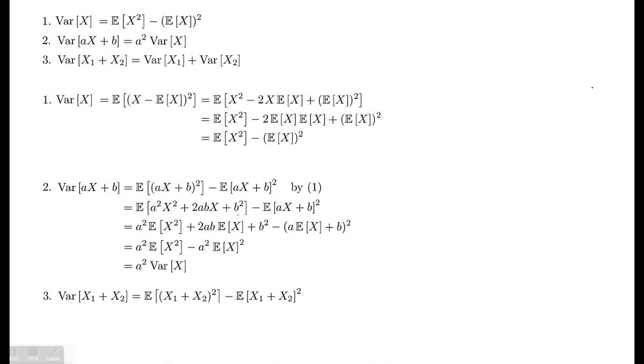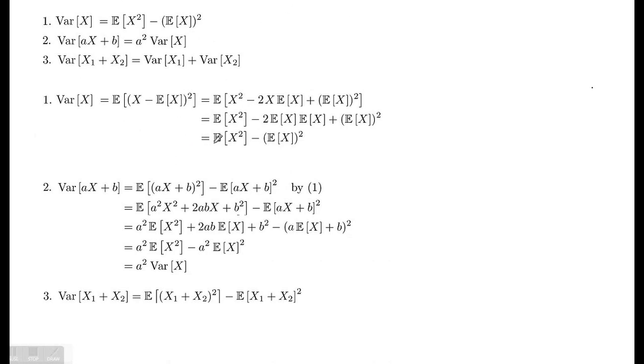And lastly, we're going to prove that if we have two independent variables, x1 and x2, then the variance of the sum of x1 and x2 equals just the variance of the single terms. And here, again, in the first step, we use what we proved in number 1, this here. We just plugged in for x1 plus x2.